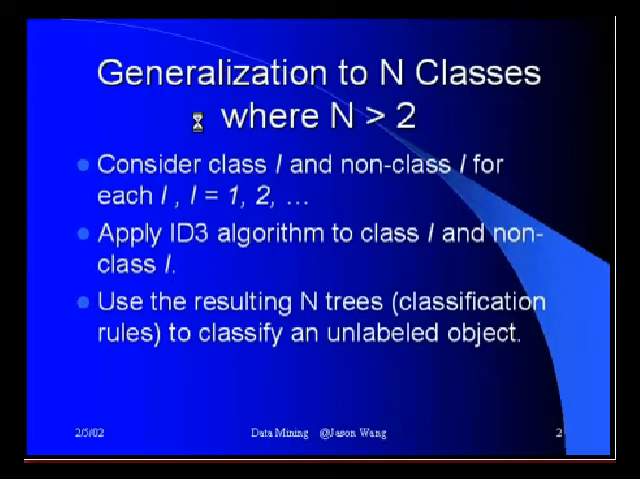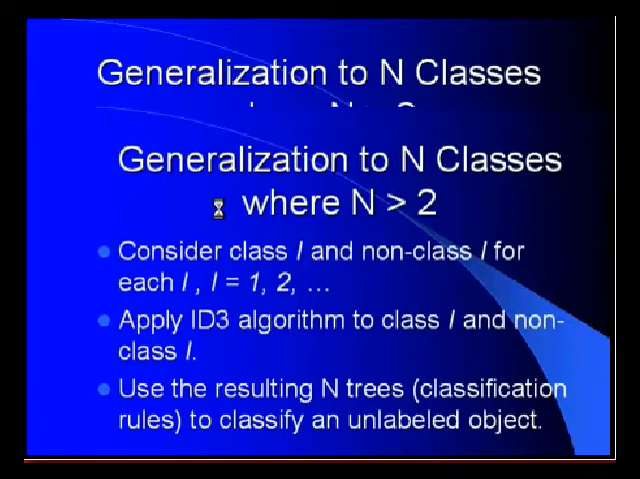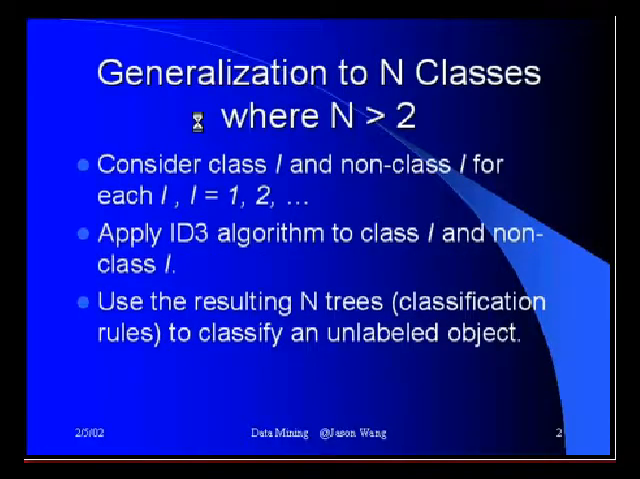For example, you consider class 1, and then you group all the other classes into the so-called non-class 1. So now you have class 1 and a non-class 1. Once again, this becomes binary classification. Non-class 1 contains all the data objects that are not in class 1. So those objects belonging to class 2, class 3, class 5, and so on, now all go to the non-class 1.